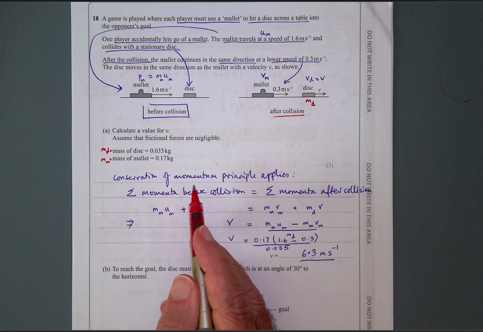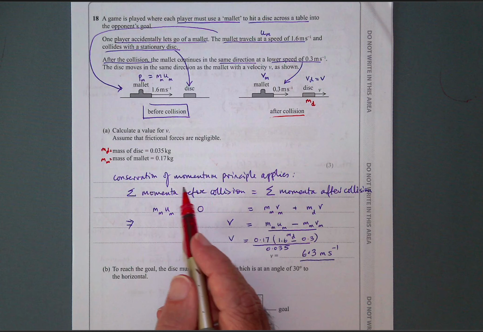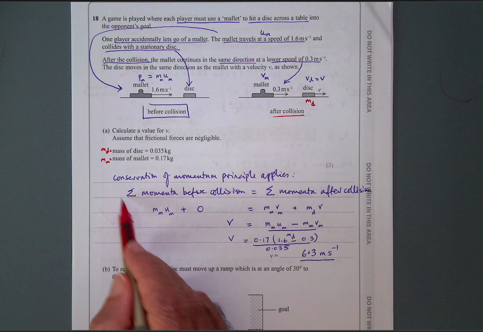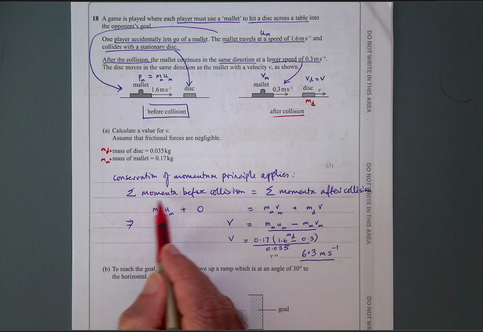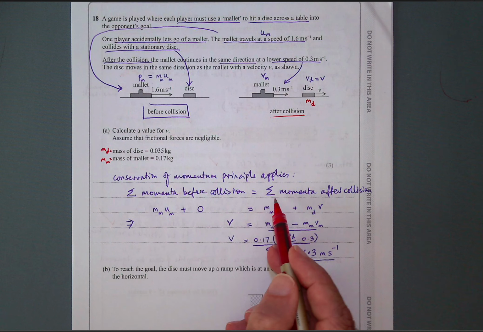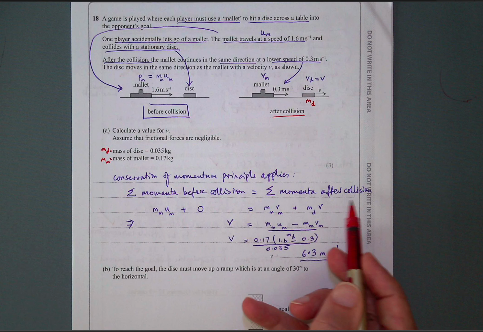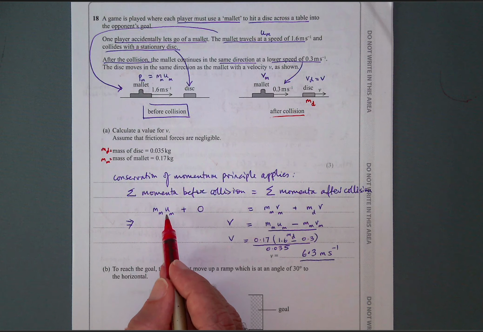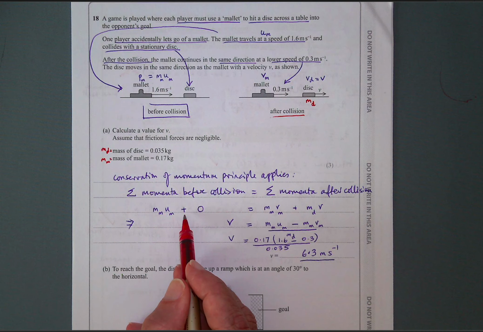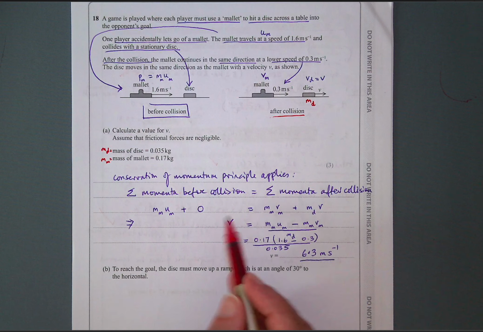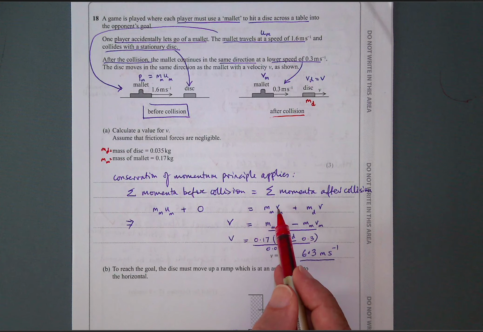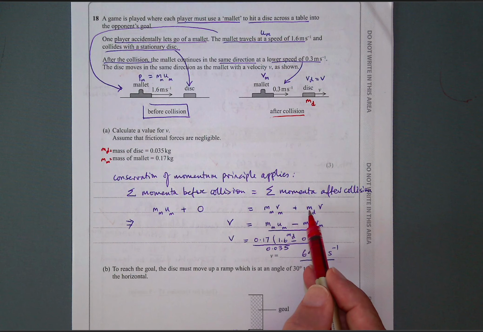So the conservation of momentum principle applies. That means the sum of, this symbol sigma means the sum of the momenta before the collision must be equal to the sum of the momenta after the collision. Well, the momenta before was the mass of the mallet times the initial velocity of the mallet plus 0 because the disk wasn't moving. So at the end, they're both moving, so you have the mass of the mallet times the final velocity of the mallet plus the mass of the disk.